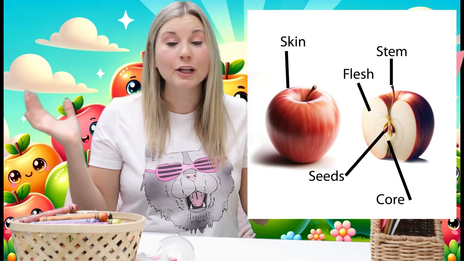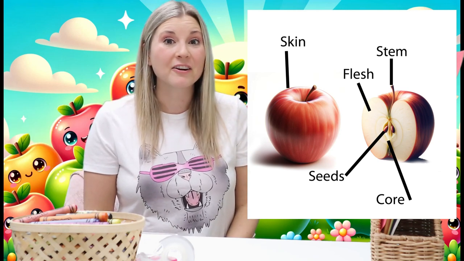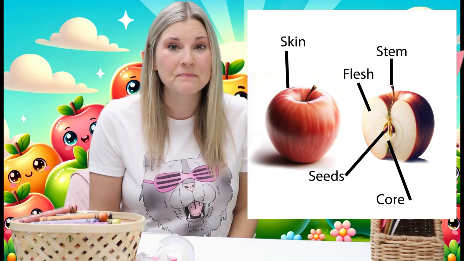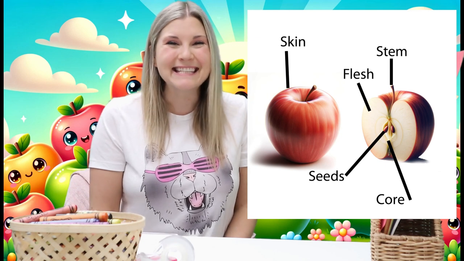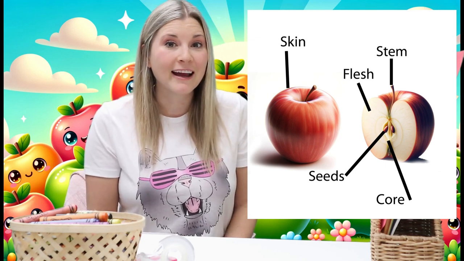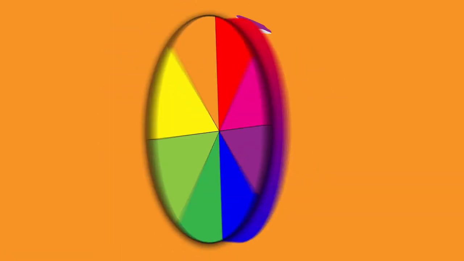We're going to take a look at different parts of an apple. There's a leaf, the stem, the flesh, the skin, the core, and the seeds. Now let's dive in on some apple learning.